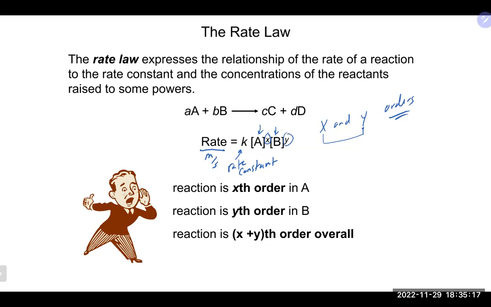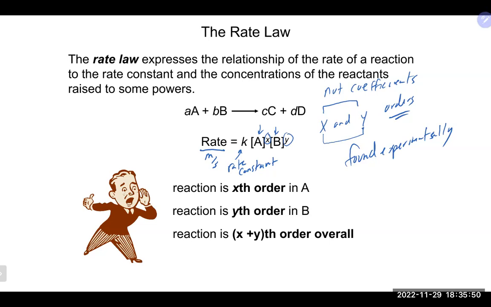So orders are not the coefficients. Orders and rate laws are only found experimentally, which means they typically will give you a table, and you'll use that table to figure out the orders. And then once you figure that out, you can actually figure out what the rate constant is.